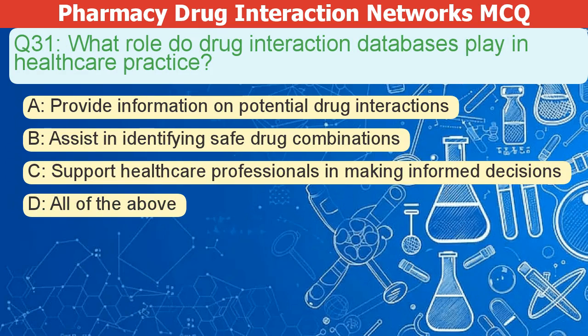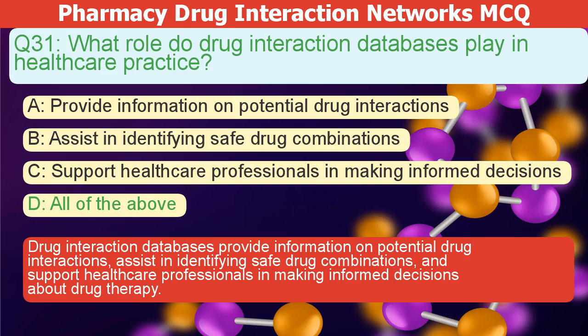What role do drug interaction databases play in healthcare practice? A. Provide information on potential drug interactions. B. Assist in identifying safe drug combinations. C. Support healthcare professionals in making informed decisions. D. All of the above. The correct answer is D. Drug interaction databases provide information on potential drug interactions. They assist in identifying safe drug combinations. And they support healthcare professionals in making informed decisions about drug therapy.